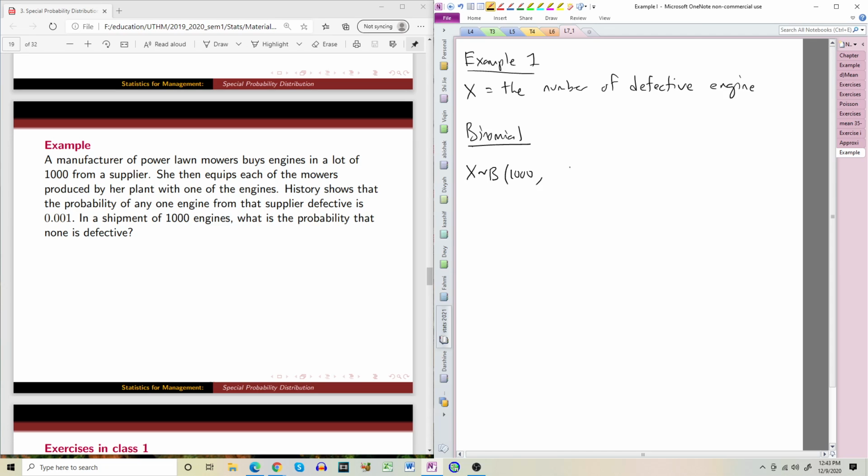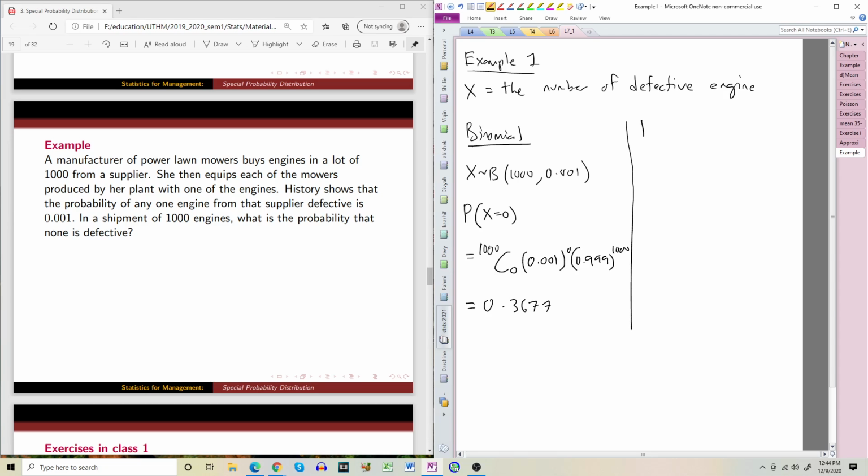n is 1000, p is this one. What is the probability that none is defective? Out of 1000, you choose 0. Answer is 1.